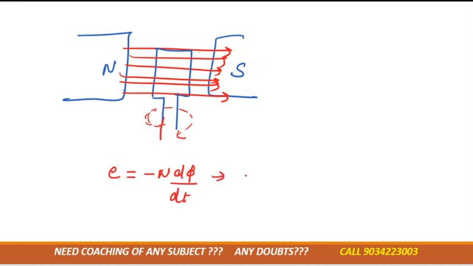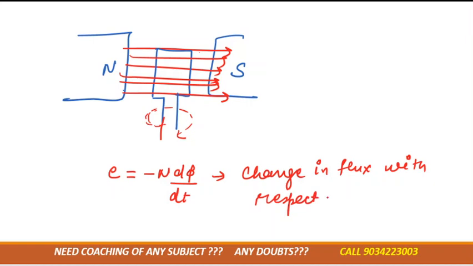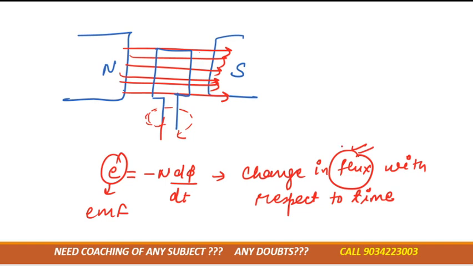meaning if there is a change in flux with respect to time, then in that case EMF will be induced. If the magnetic field lines cut, then flux will cut, right? Magnetic field lines are indirectly equal to the flux only. If magnetic field lines cut, then flux will cut, and if flux cuts, then flux will change also.